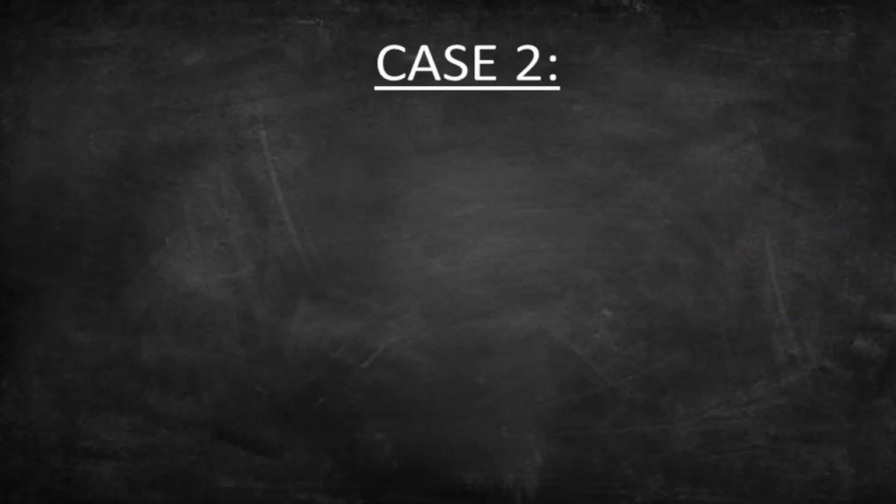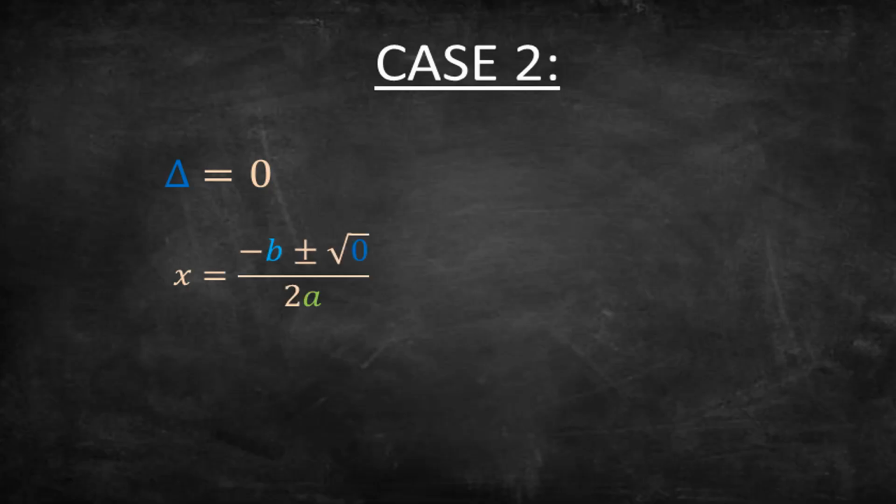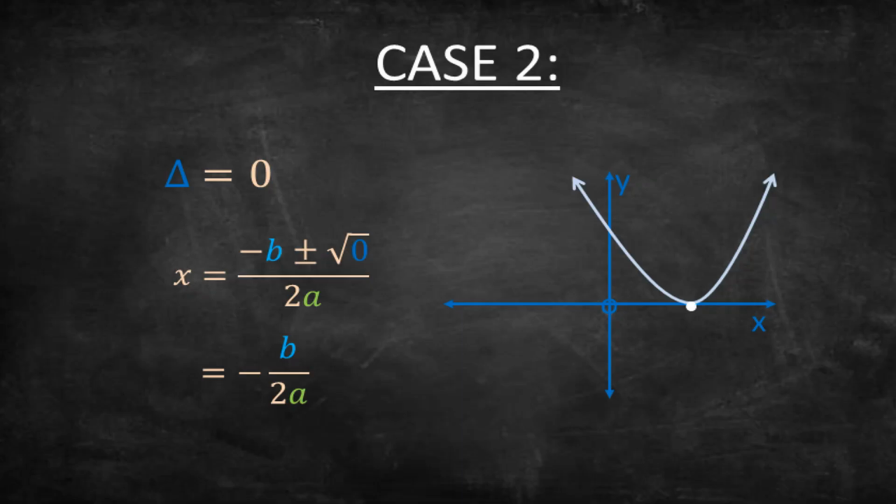The second case is when delta is equal to 0. In this case, we'll have a 0 under the square root in the quadratic formula. So essentially, we only have one root, which is negative b over 2a. When we draw a graph of this quadratic equation, it will touch the x-axis at one point only. In this case, the roots are real, equal, and rational.